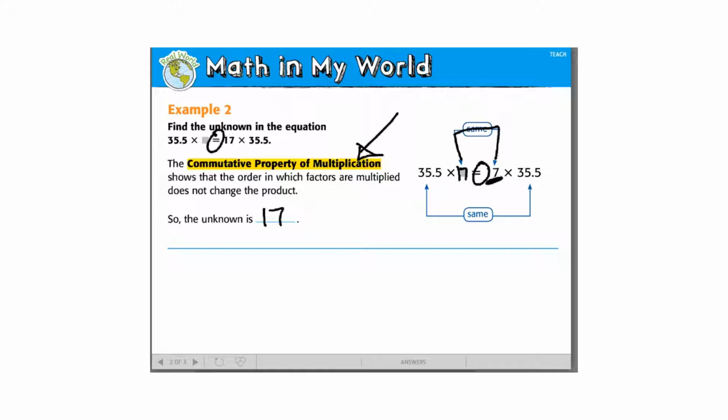Yes, Nolan? Miss Mateo, on that, it looks like a 7 when you circled it like that. Well, on your paper, you should be able to see that it's a 17. There we go.